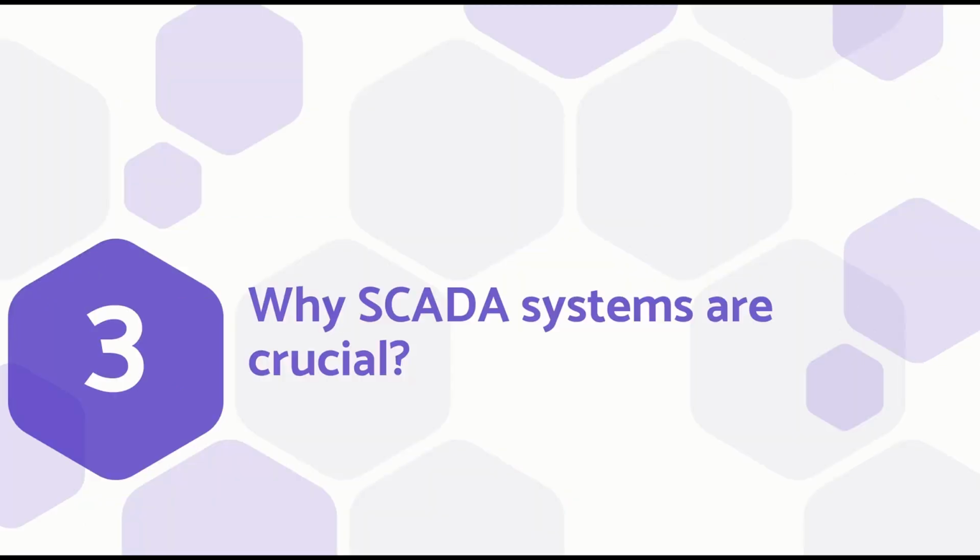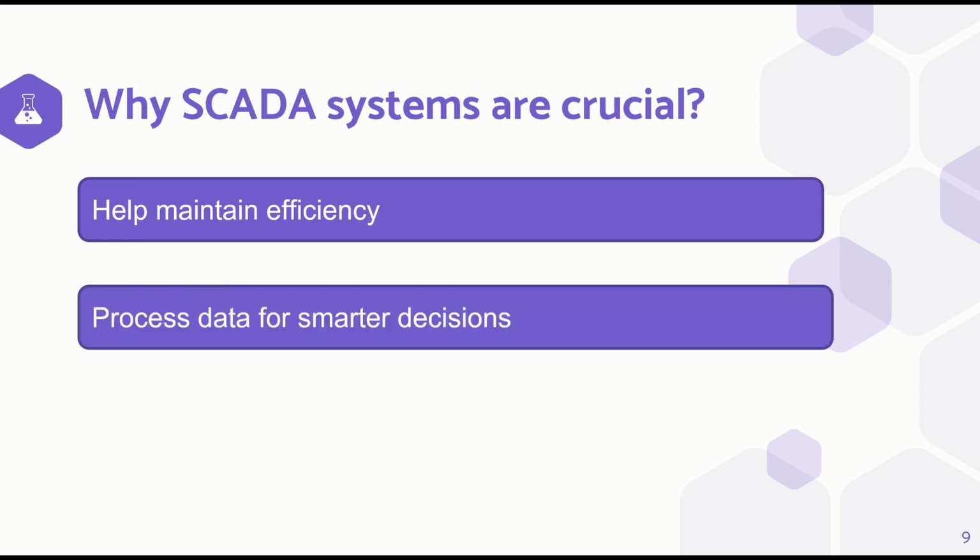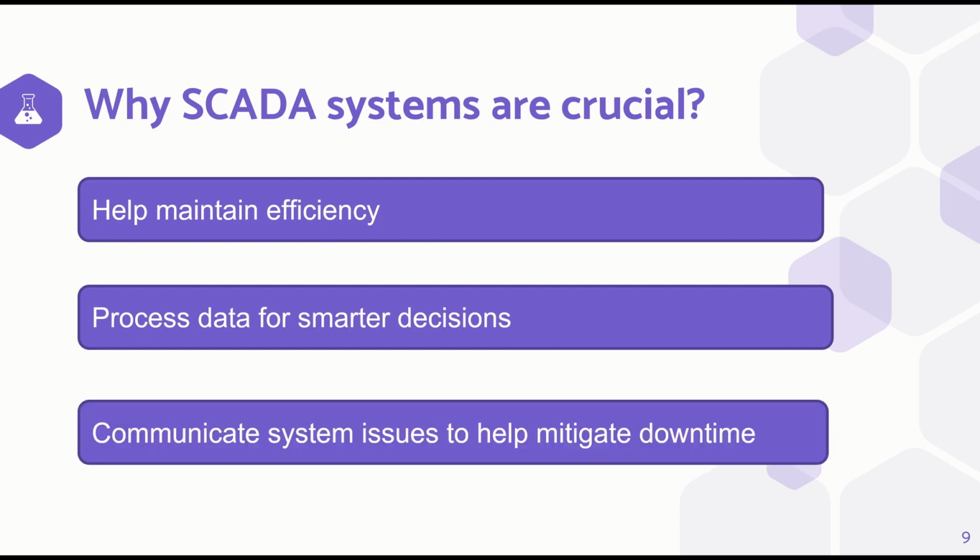Now, why are SCADA systems crucial? First, it helps maintain efficiency. As it gathers the real-time data, it maintains high efficiency because the data that we are capturing is online and raw. Next, it processes data for smarter decisions. Then, it communicates system issues to help mitigate downtime.